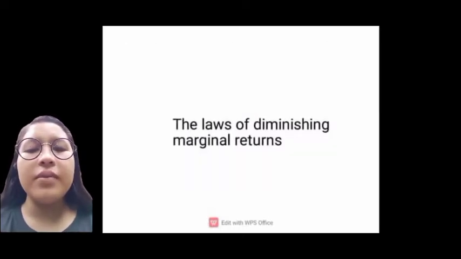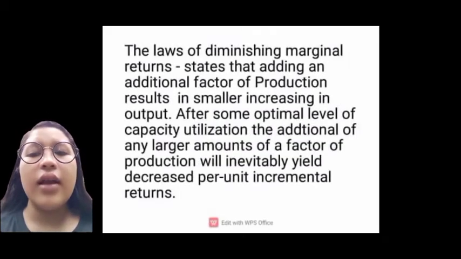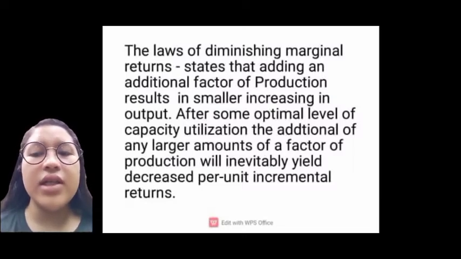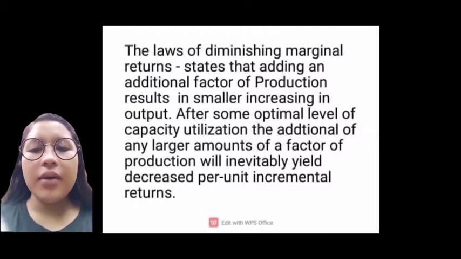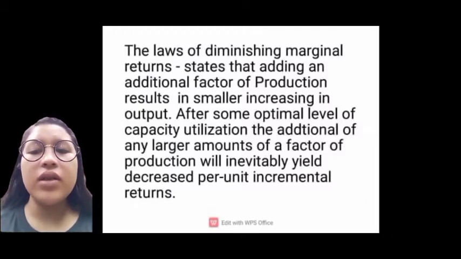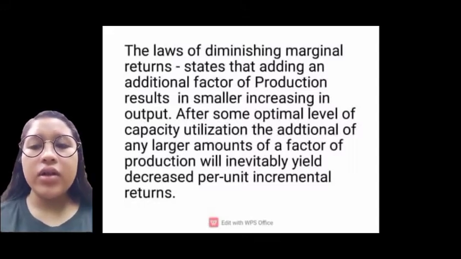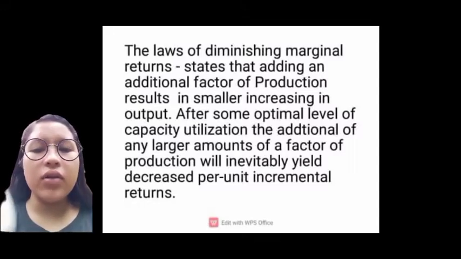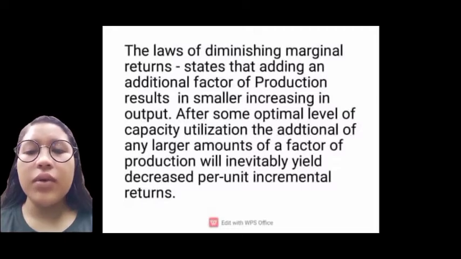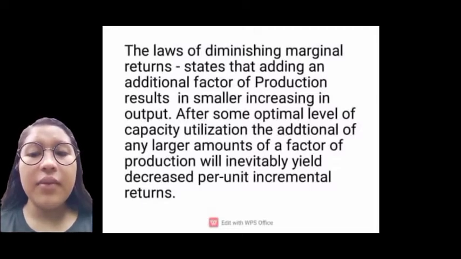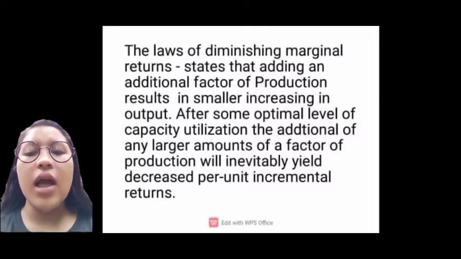The law of diminishing marginal return states that adding an additional factor of production results in a smaller increase in output. After some optimal level of capital utilization, the addition of any larger amount of a factor of production will inevitably yield a decrease in per-unit incremental return.